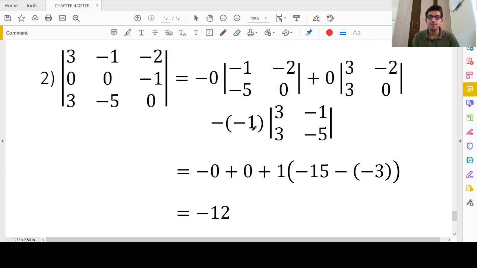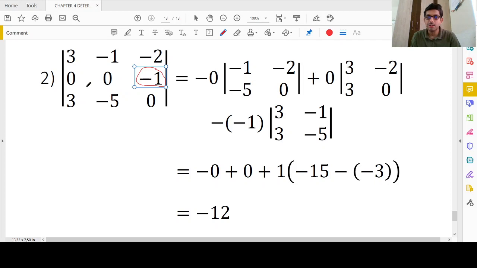So for the first two you need not expand them because they are multiplied with 0. So these two will become 0, minus 0 plus 0. The sign is important here, because the element lies in the second row, it should start by multiplying with minus 1, then plus, then the minus of minus 1, that's why it is becoming plus 1. Then the value of the determinant: 3 into minus 5 minus 3 into minus 1. So the answer will be minus 12.